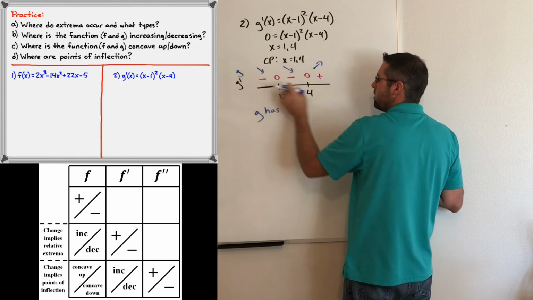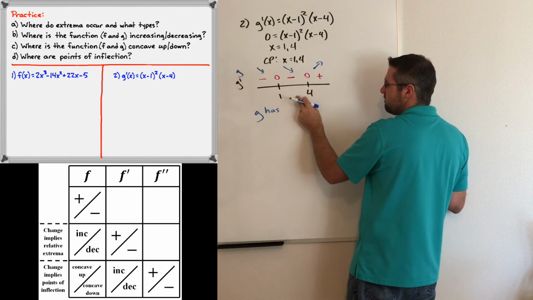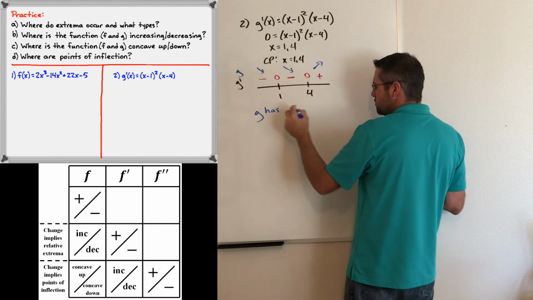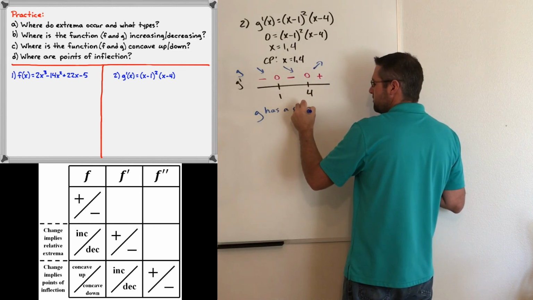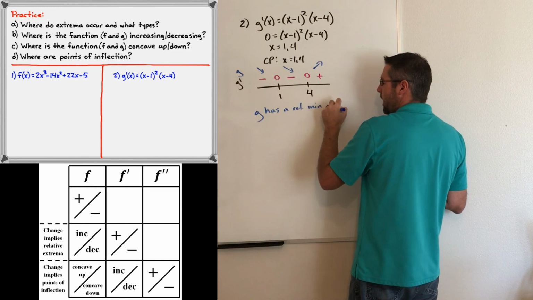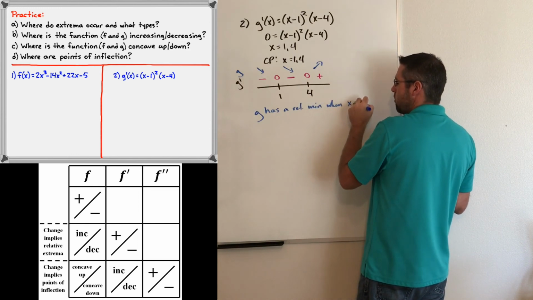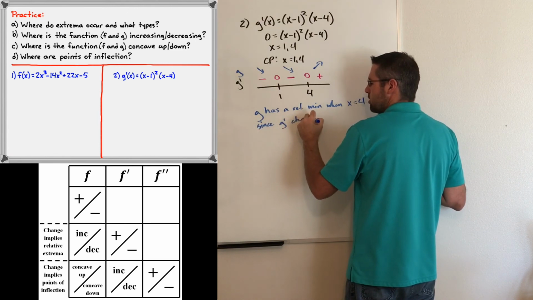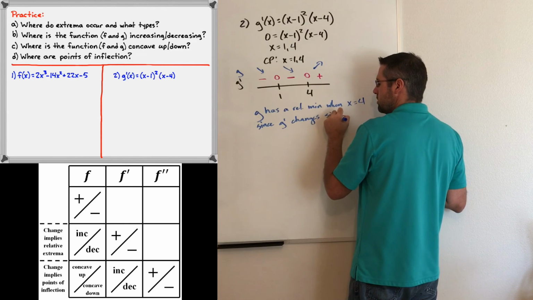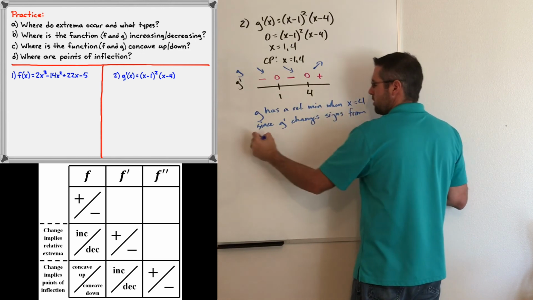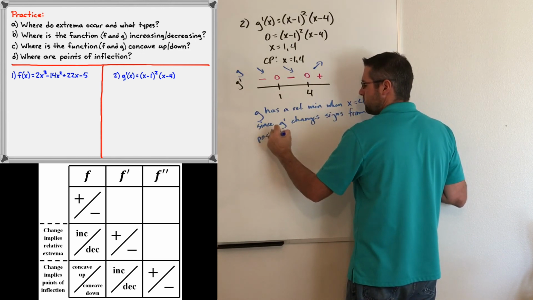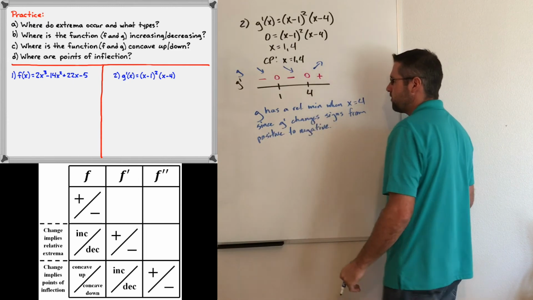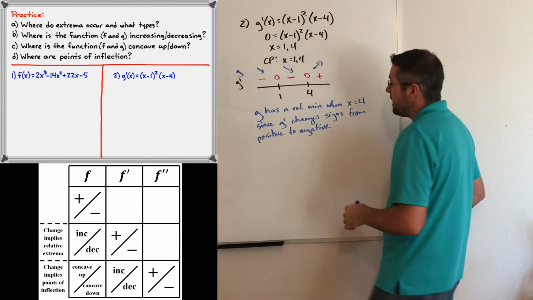But we can see that g prime changed signs from negative to positive, which means g changes direction from decreasing to increasing. So g has a relative minimum when x equals 4, since g prime changes signs from negative to positive. Okay? And so that's A.